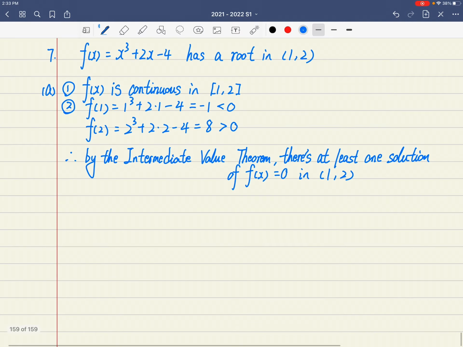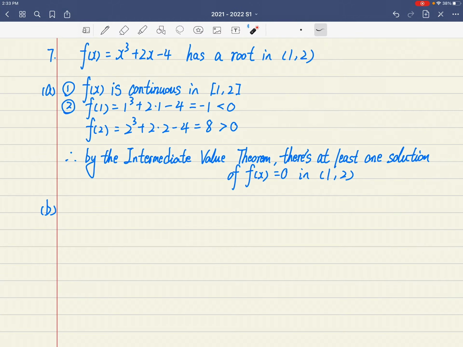Then the second part of problem 7 is to find that solution by Newton's method. Find the root to 5 decimal places. So what does that mean? That means you have to keep using Newton's method until the first 5 decimal places of 2 consecutive solutions are the same. Okay, so where should we start?